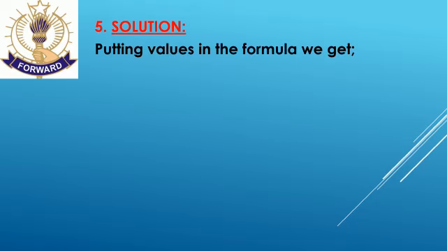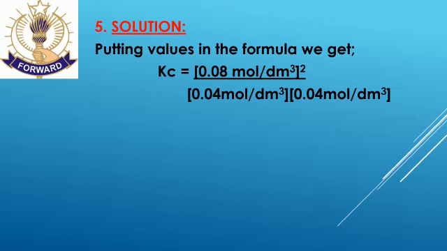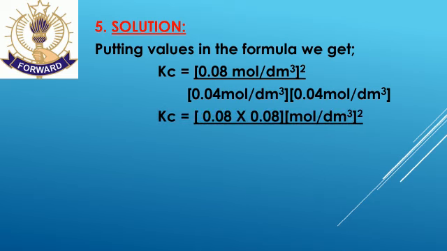After putting values in the formula, we get Kc equals to 0.08 mole per decimeter cube whole square divided over 0.04 mole per decimeter cube into 0.04 mole per decimeter cube. Students, pay attention towards the square, which means that we have to multiply this value double. After multiplication, we get the situation like this.